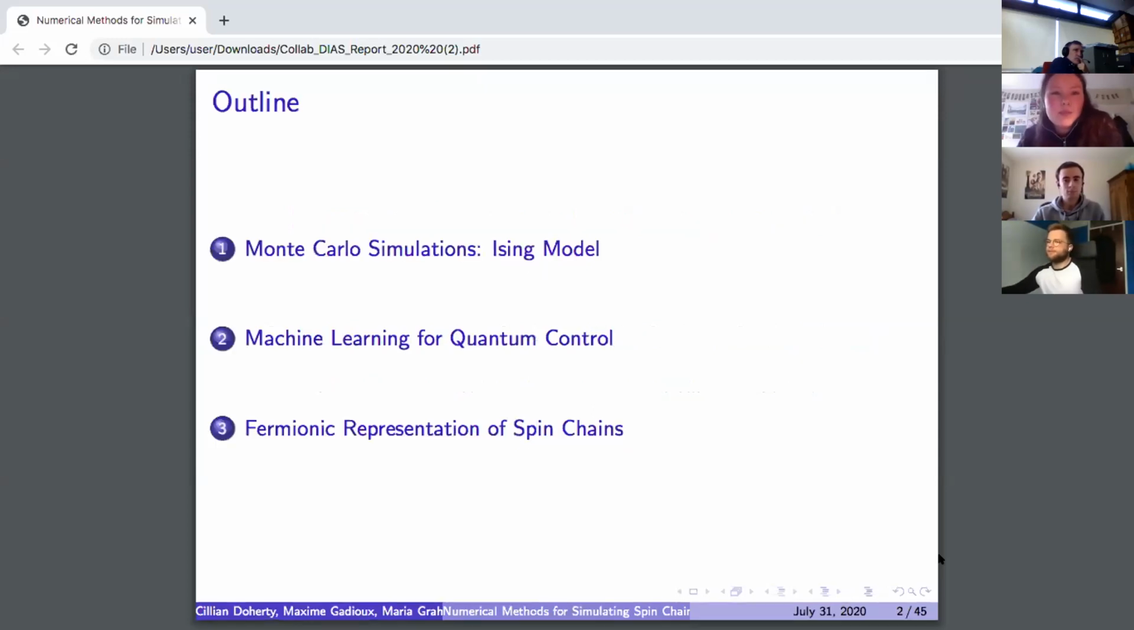into 3 main chunks. So I will begin by talking about the Monte Carlo simulations that we worked on with Samuel, and then Curtis will speak a bit on machine learning for quantum control that we worked on with Luke, and then Maxime and Cillian will talk about the project we worked on with Shane on fermionic representation of spin chains.